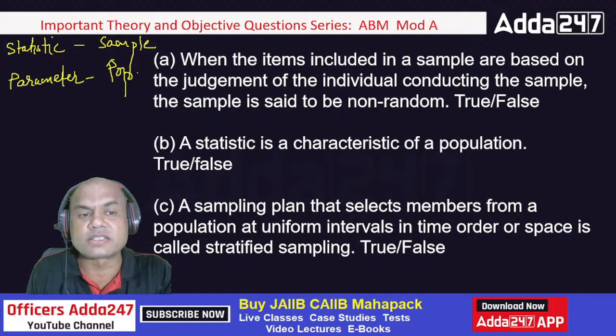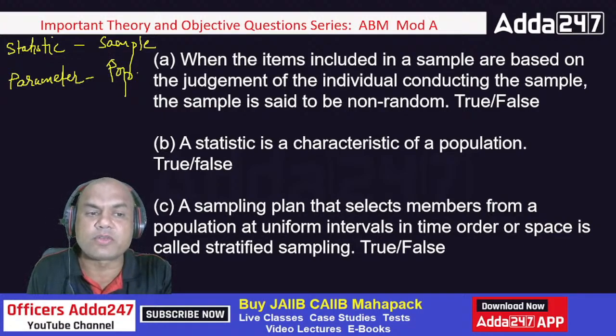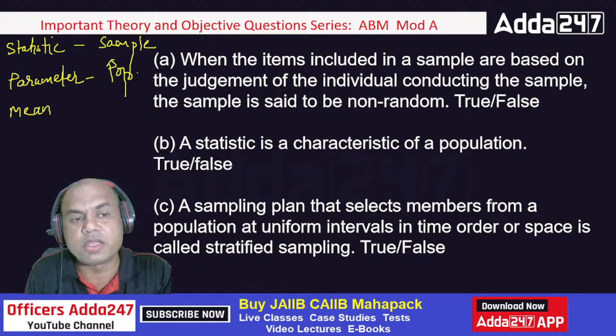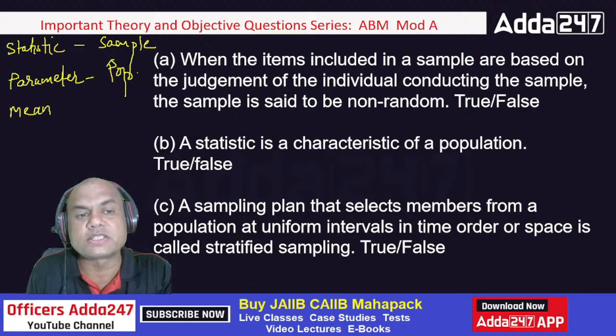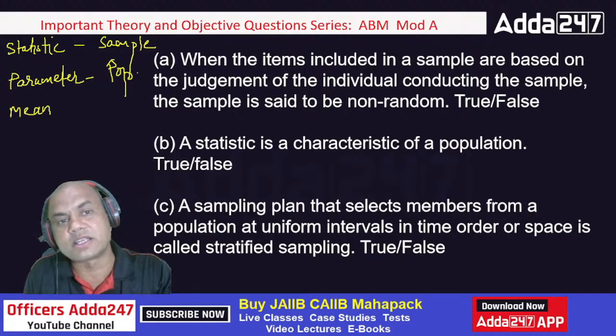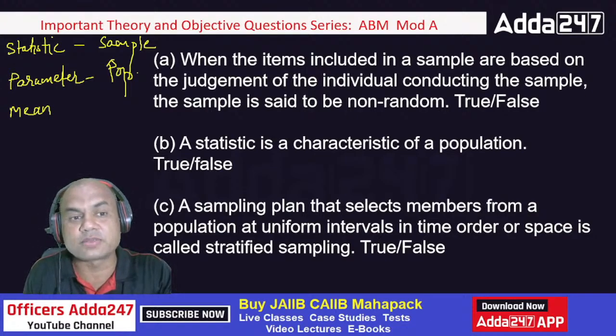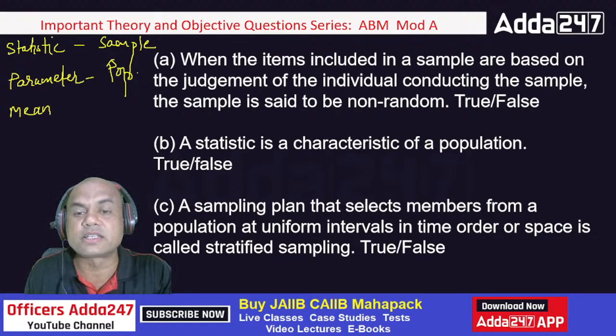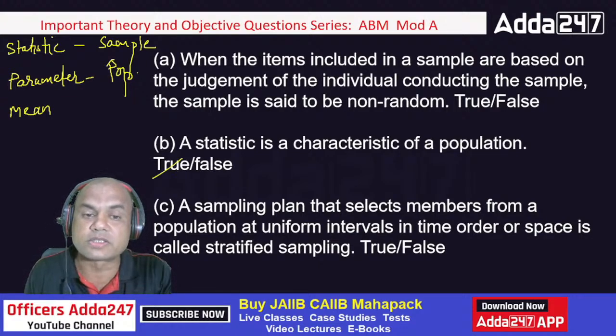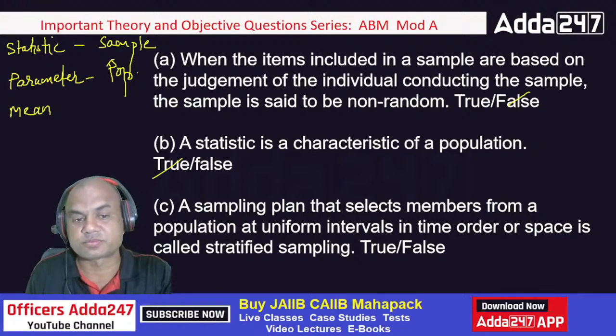Both of them contain the same thing. Let me give you one example. If I find the mean of the sample, it is called a statistic. And if I find the mean of the population, then it's called a parameter. So the mean is the same, but for whom am I finding it? So statistic is a characteristic of the population is false. So true is gone, false is the answer here. Okay, next one.